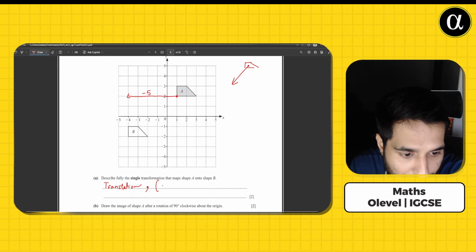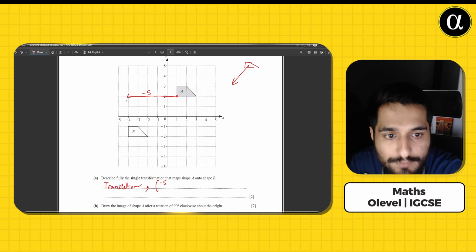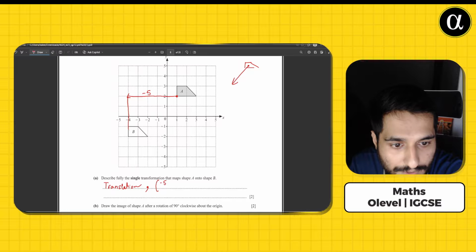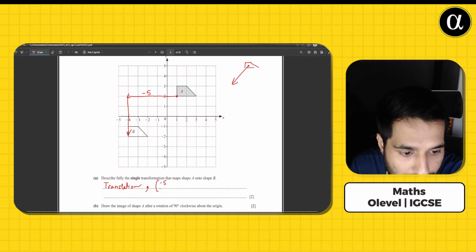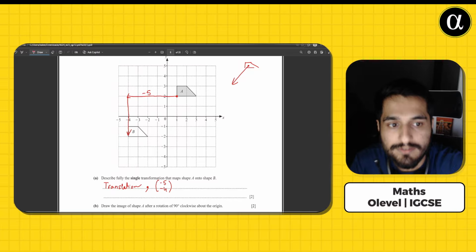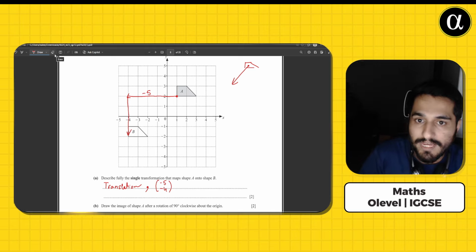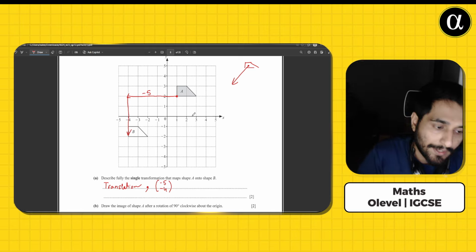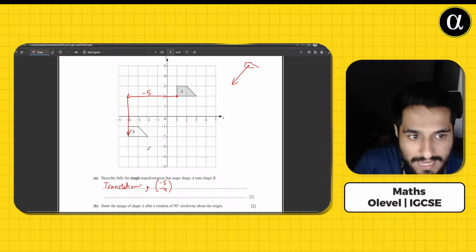So translation using -5, and we also check it for y. So we go 1, 2, 3, and 4. So we go 4 units downwards. So it's going to be -4 as well. So this is translation using -5 and -4. So that's about it. Now let's have a look at the next part.